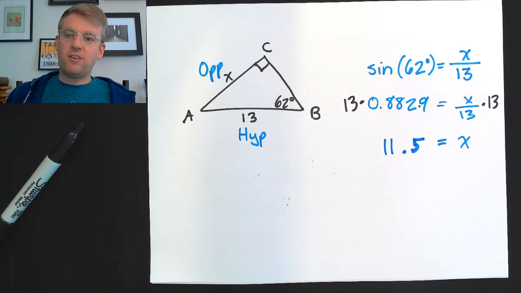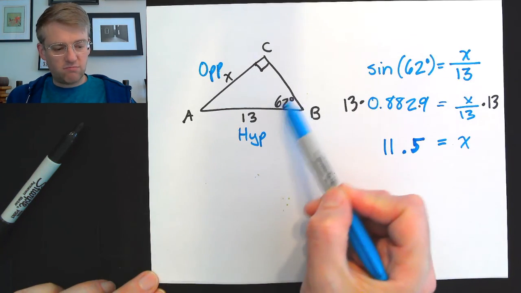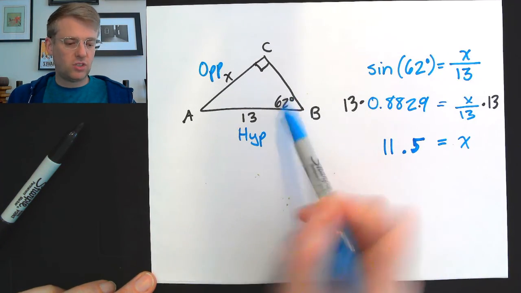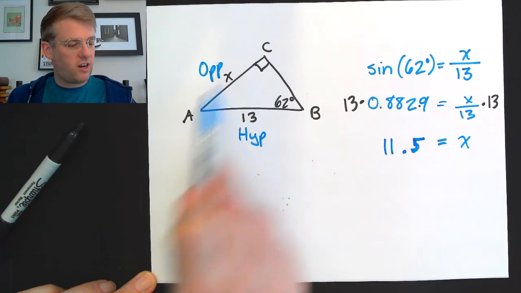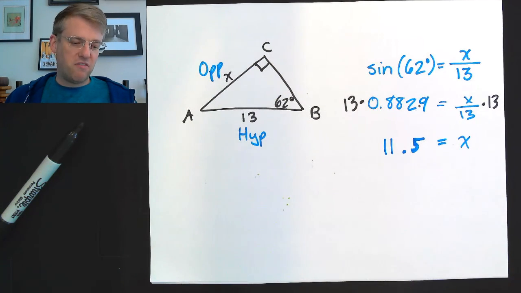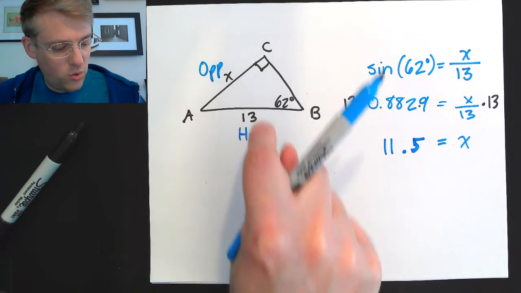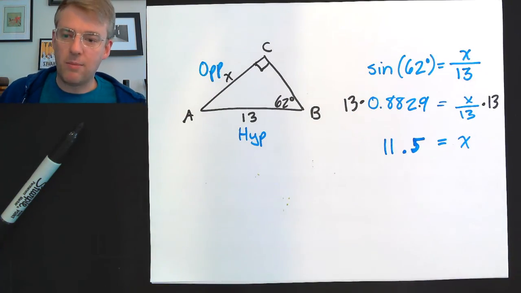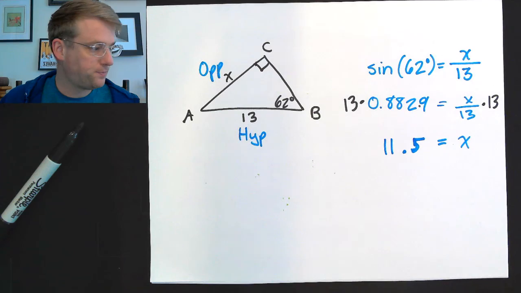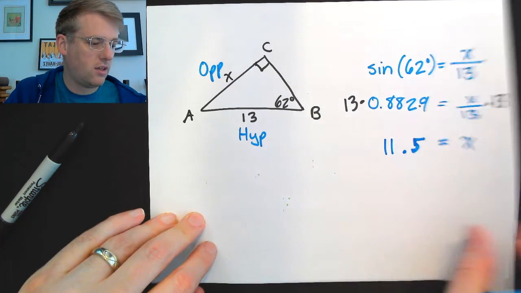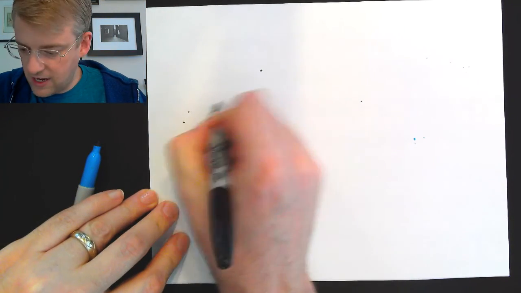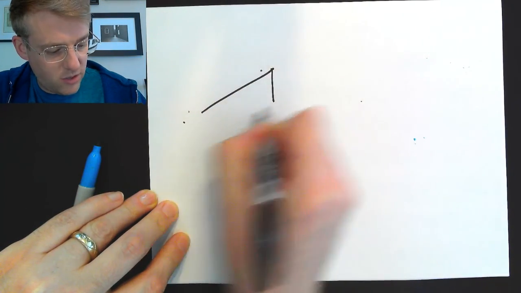Now I want to think about whether that makes sense in the sketch. It's drawn roughly to scale, like this looks like about a 60-degree angle. So if this is 13, then I should have a fairly long leg. 11.5 seems perfectly fine. So that was a time when we knew the hypotenuse and we wanted to find the opposite. So we used the sine function. If we knew a different side or wanted to find a different side, we might use a different function.